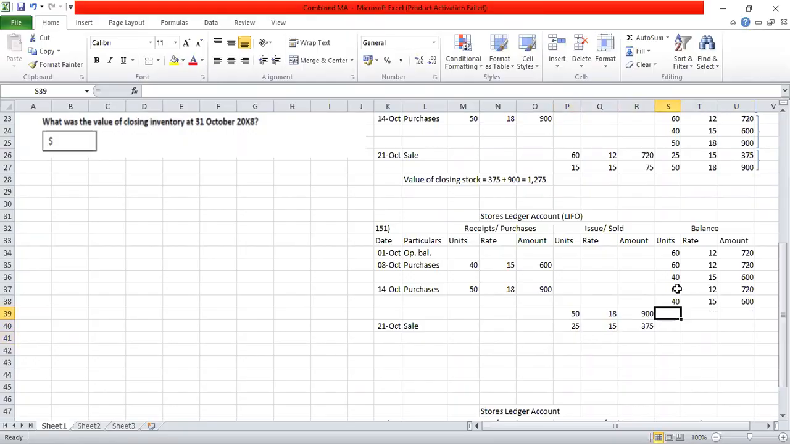What is available? First, 60 units are available. Then the next one, we see that out of 40, 25 are issued, 15 is there. So 15 is still available. So the value of closing stock is equal to 720 plus 75, which is equal to 795.